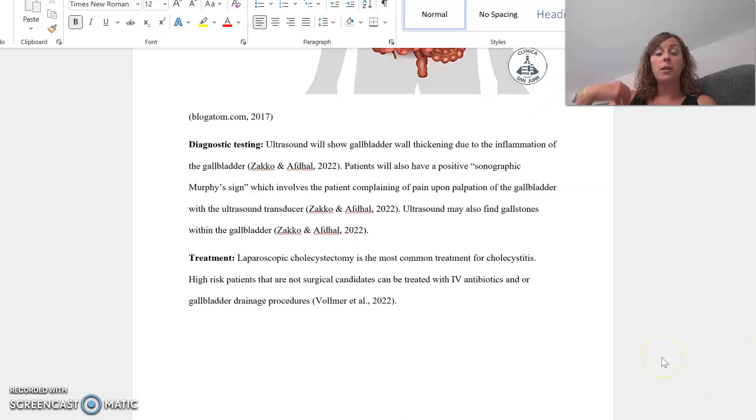The most common treatment for this disease is surgical. Patients will have a laparoscopic cholecystectomy. If patients are at high risk or not surgical candidates, they can receive IV antibiotics, or gallbladder drainage procedures can be performed. So that's my discussion on cholecystitis.